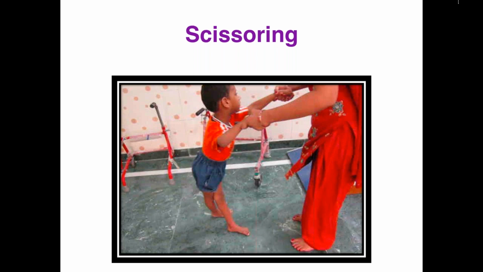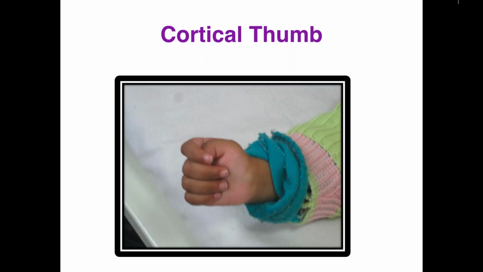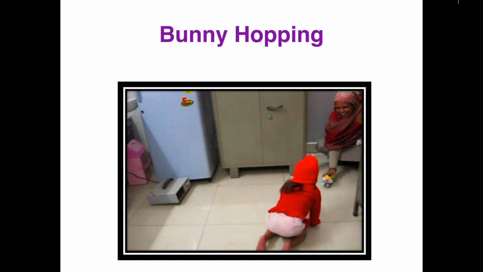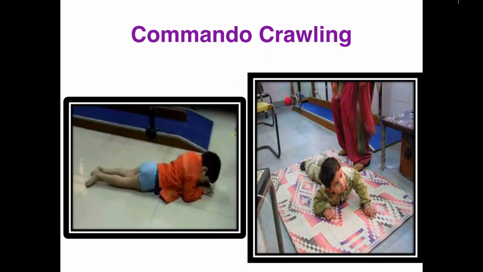So this is what is called scissoring. This is cortical thumb, wherein the child is having fisting with the thumb inside and not thumb out. This is a sign of corticospinal damage. This is what we call crouch gait or crouch posture, where the hip and the knee are flexed. Now, bunny hopping and commando crawling are two patterns of mobility which are pointers towards diplegic CP. In commando crawling also, the baby's upper limbs are relatively spared, so the baby would crawl basically using the upper limbs and just drag the lower limbs.